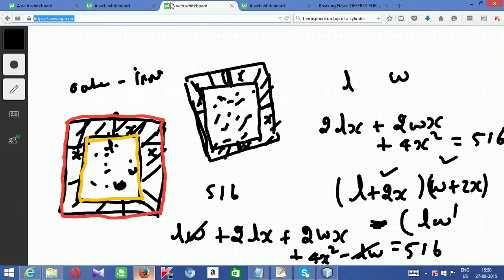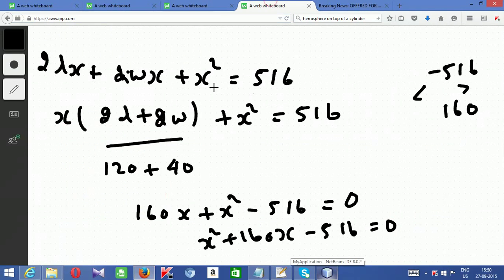I think I missed something here. Yeah, 4x square. It should be 4x square. Fine. But the concept you understood, right? 4x square. Now everything will divide by 4, I guess. So I can get x square from here.